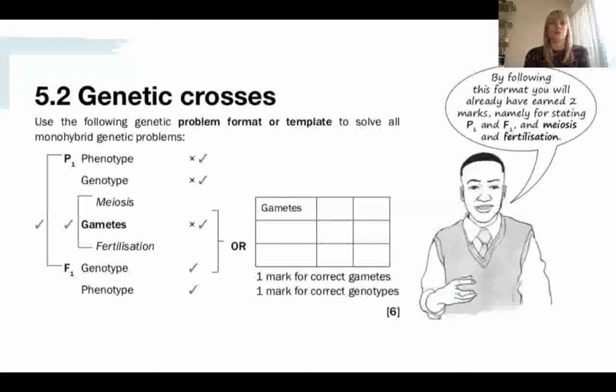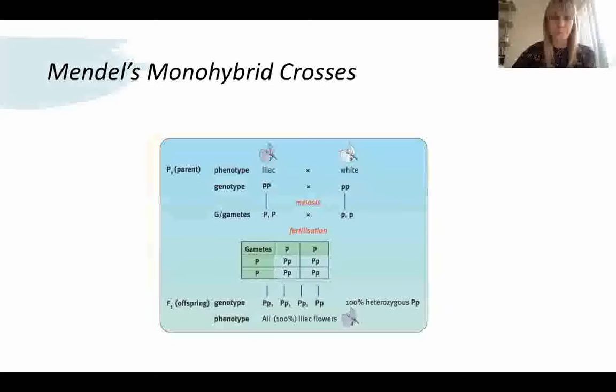Here, they just tell you that you have to use the problem format or a template, as I told you before, to solve all monohybrid genetic crosses. It already gives you 2 marks just for having these things correct, just for mentioning the phenotype and the F1 generation and meiosis and fertilization. So there we go. Easy 2 marks already.